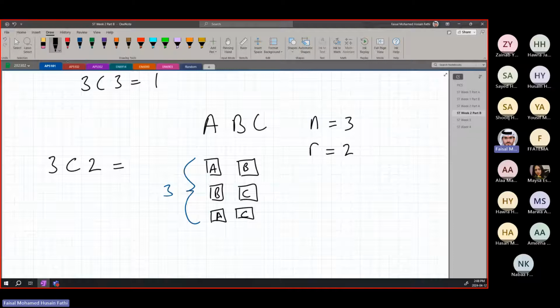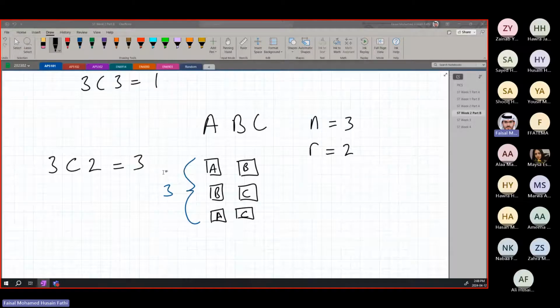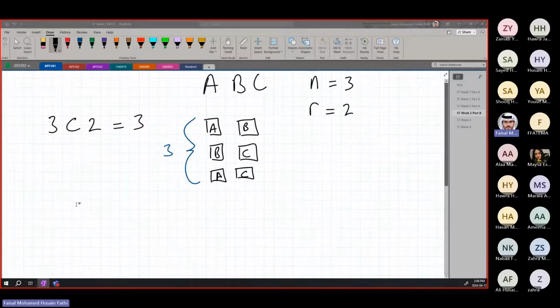If you notice in the calculator, it also gives 3. It's the same exact thing as we did earlier. Now, this is for combination. For permutation in this case, we're going to write 3P2. Again, the same thing.